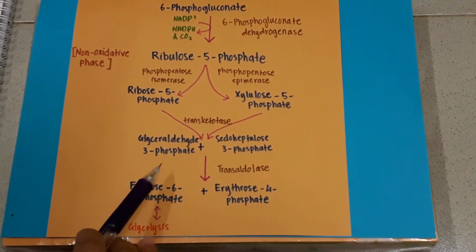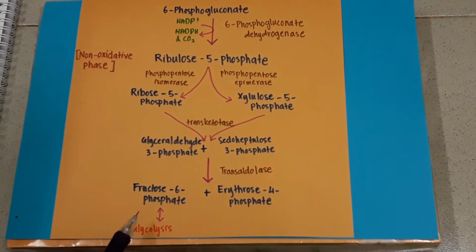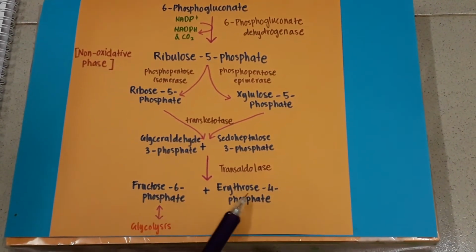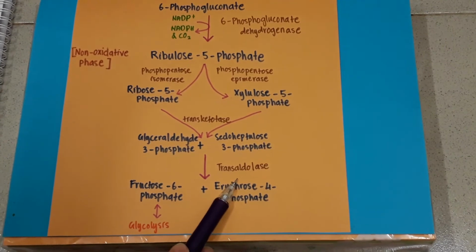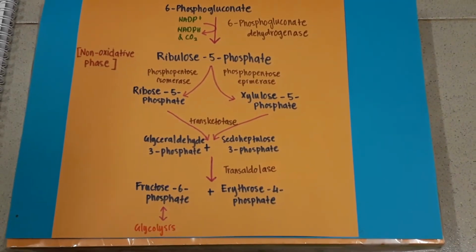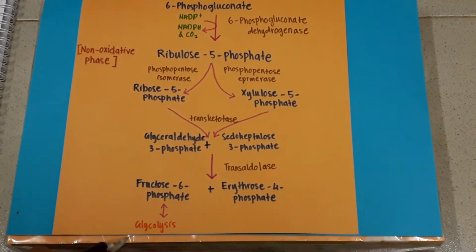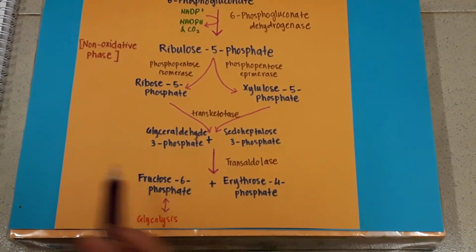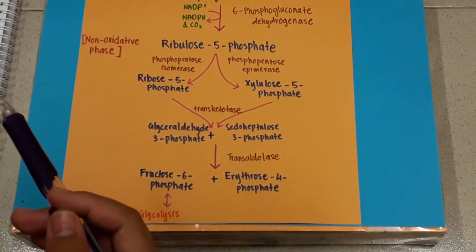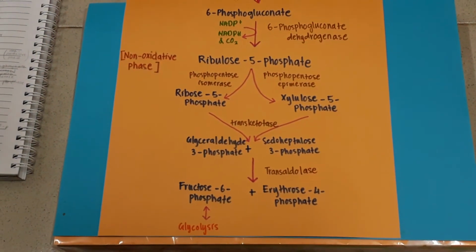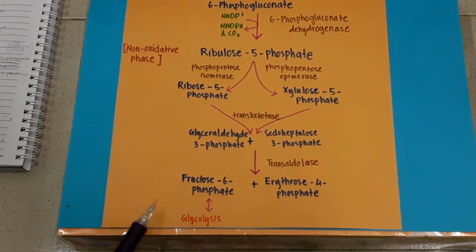When glyceraldehyde 3-phosphate reacts with the sedoheptulose 7-phosphate, it will be converted into fructose 6-phosphate and erythrose 4-phosphate in the presence of transaldolase. Simply, this reaction is a 3-carbon shifting mechanism. So it already got the products where glyceraldehyde 3-phosphate and fructose 6-phosphate are produced.